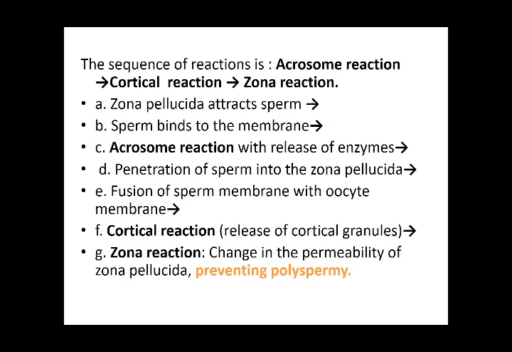So if you see the sequence of events, the reactions are the acrosome reaction, cortical reaction, and zona reaction. The zona pellucida attracts sperm. Sperm bind to the membrane. The acrosome releases enzymes. Sperm penetrate the zona pellucida. The sperm membrane fuses with the oocyte membrane. Cortical reaction: release of the cortical granules, which produce changes in the zona pellucida, and that permeability change is what we call the zona reaction. So these three occur after capacitation.